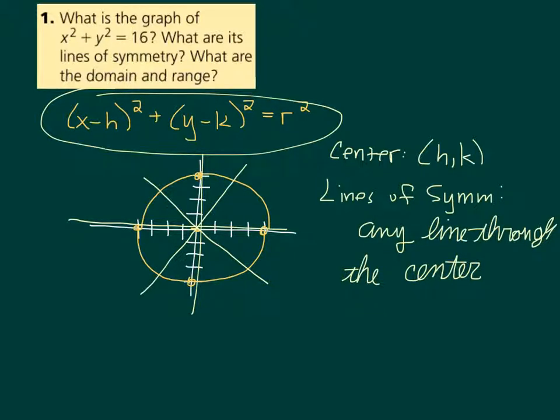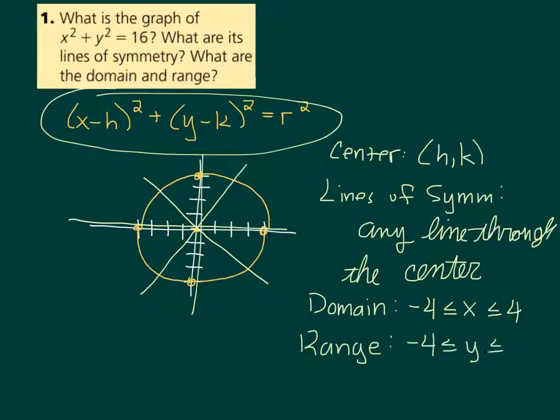Hopefully, from looking at the graph, you can see the domain. X needs to be between negative 4 and 4. Range, same thing, but for y. Just from looking at the graph, the x's go from negative 4 to 4, the y's go from negative 4 to 4.